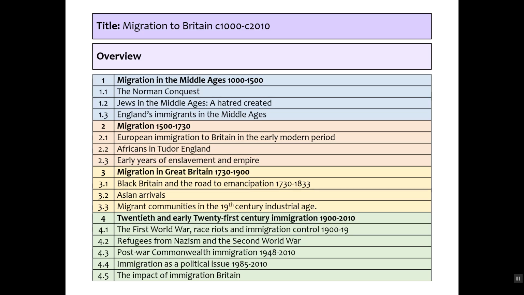I've broken it down into 4 topics. So the first section, migration in the Middle Ages. The second topic, migration 1500 to 1730. Migration in Great Britain, section 3. And migration in the 21st century.